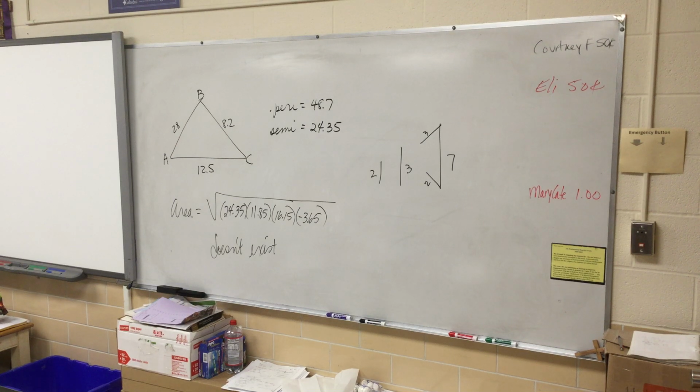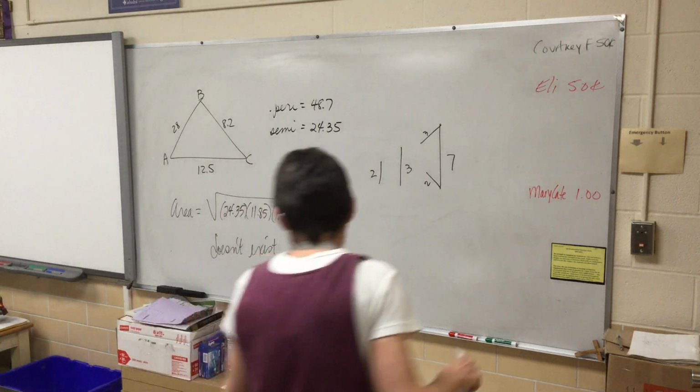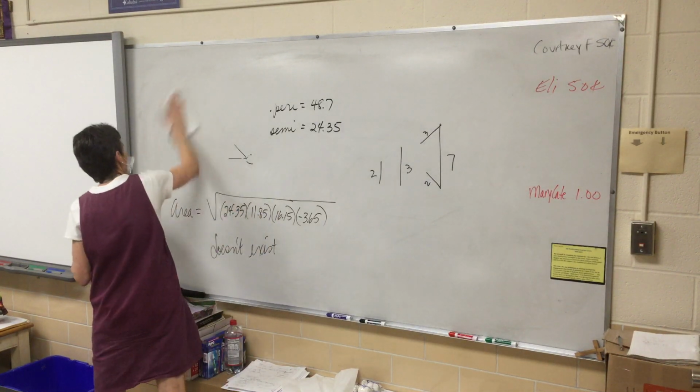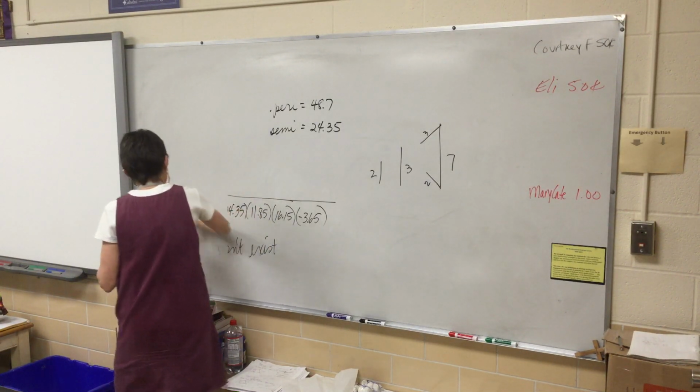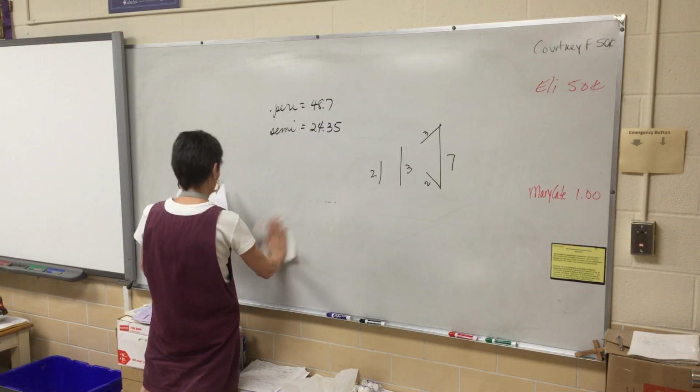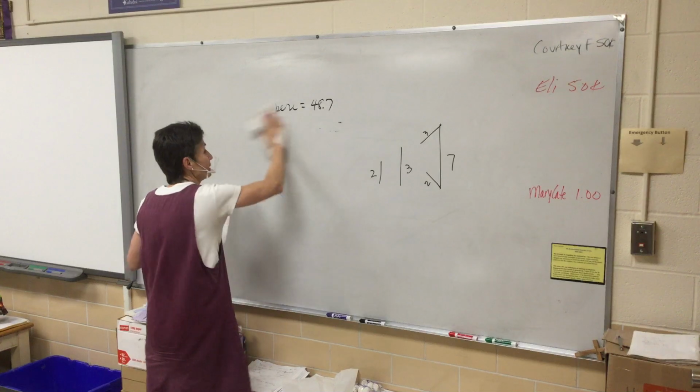Okay, so we're going to find the area of a regular hexagon inscribed in a circle of radius 12 inches.